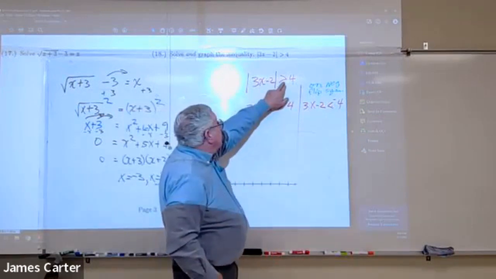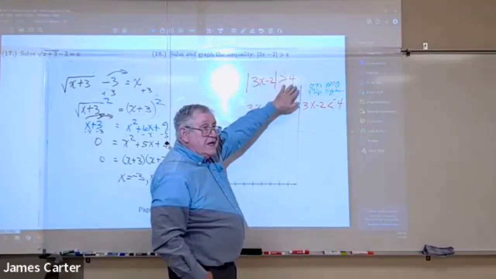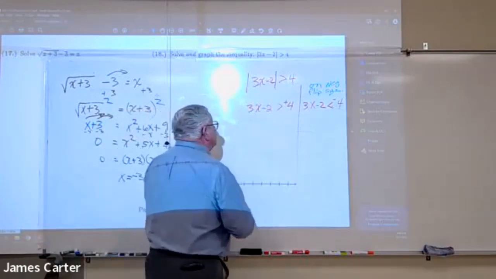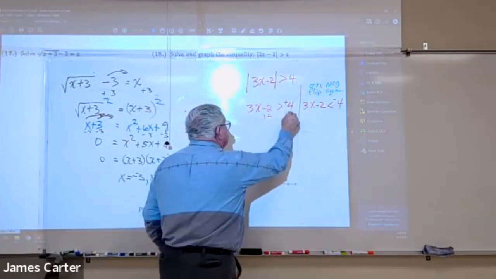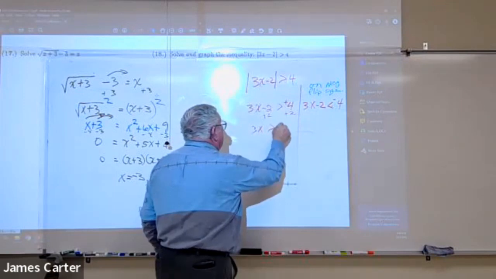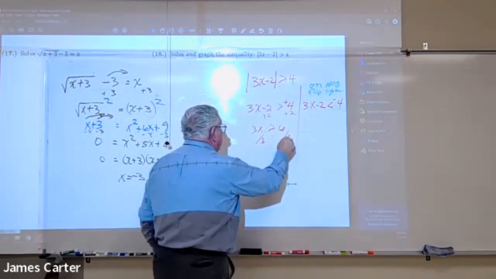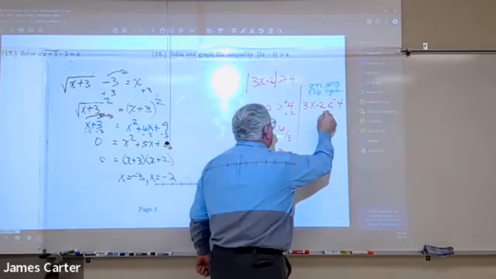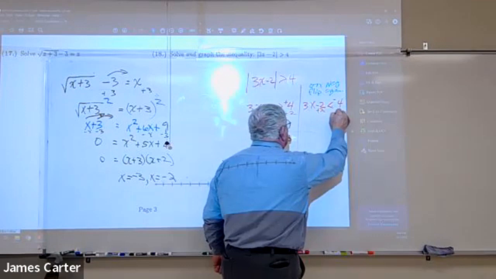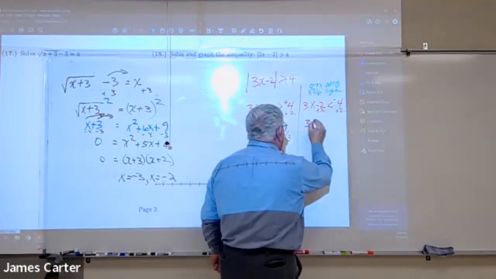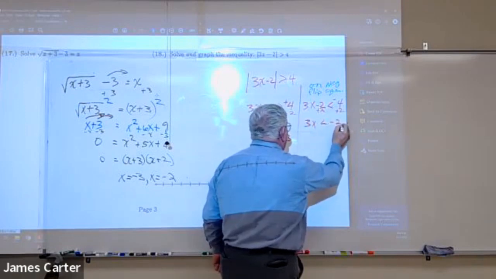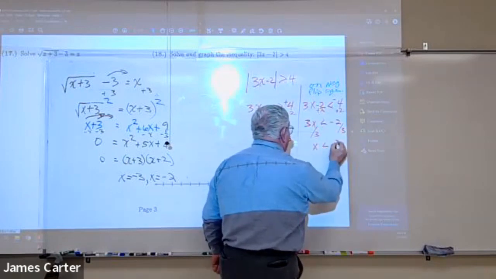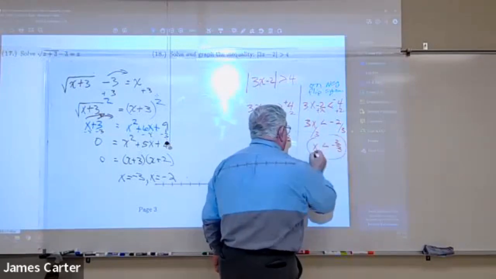But what you were remembering is if that were an equal and a -4, you can't get a negative absolute value, because it's always positive. Okay, let's finish these. +2, +2, 3x greater than 6, divide by 3, x greater than 2. Okay, over here, +2, +2. So 3x less than -2. Divide by 3, divide by 3. x less than -2/3. So I'm going to circle those.